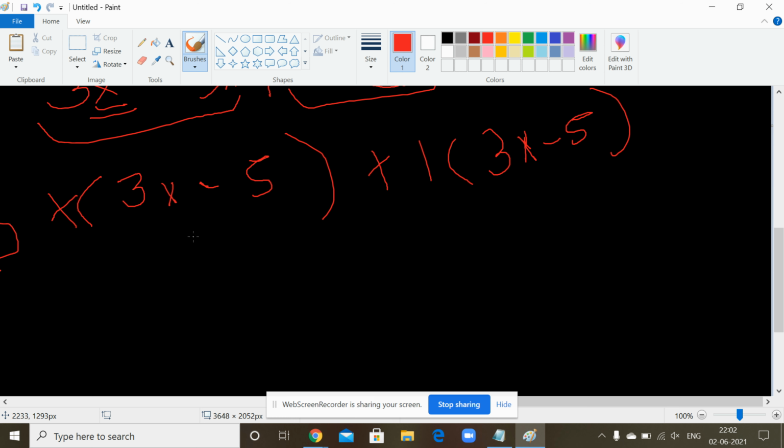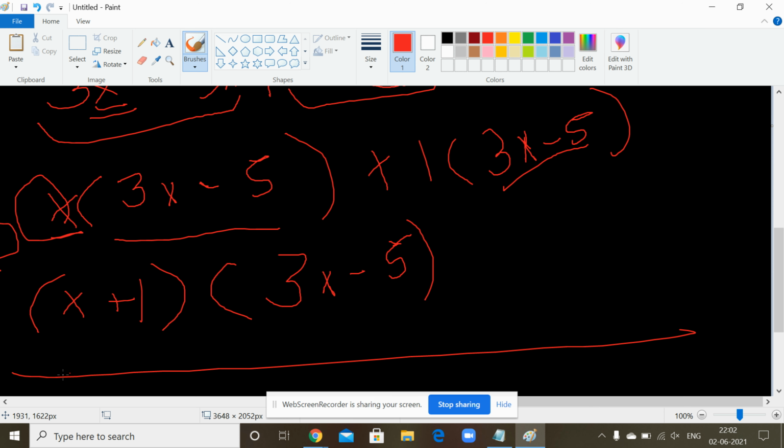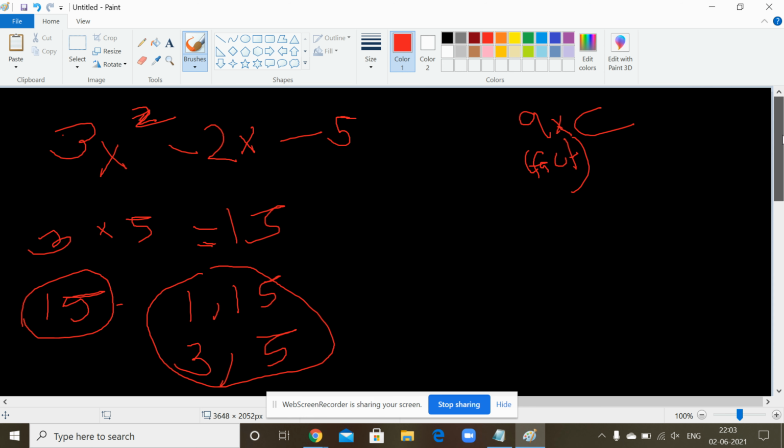See, automatically we have got the same expression in the bracket, 3x minus 5 and 3x minus 5. As I told you, it will always come the same. So now we write the final answer. We take x plus 1 in one bracket, and in the other bracket we take 3x minus 5 as it is common. We don't need to write it double, only one time. So here's the answer. Isn't it easy, friends? Wasn't it a very easy process?